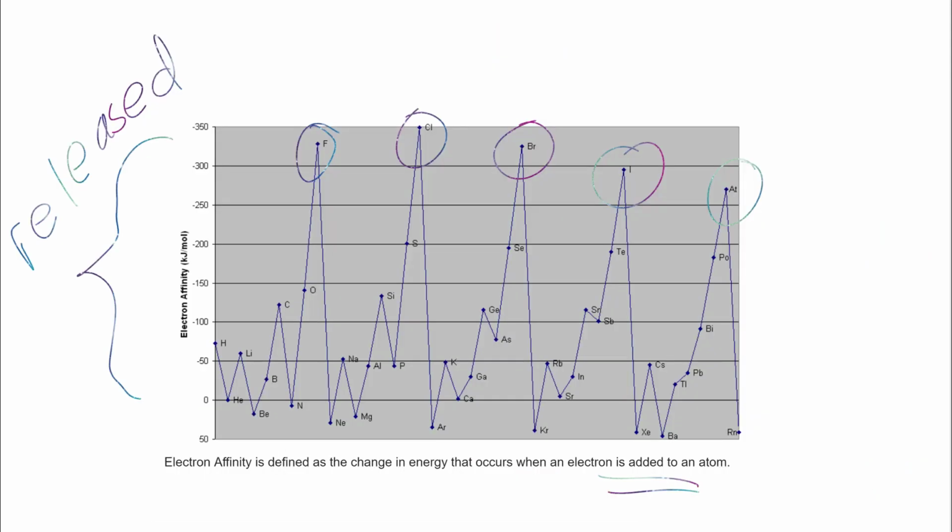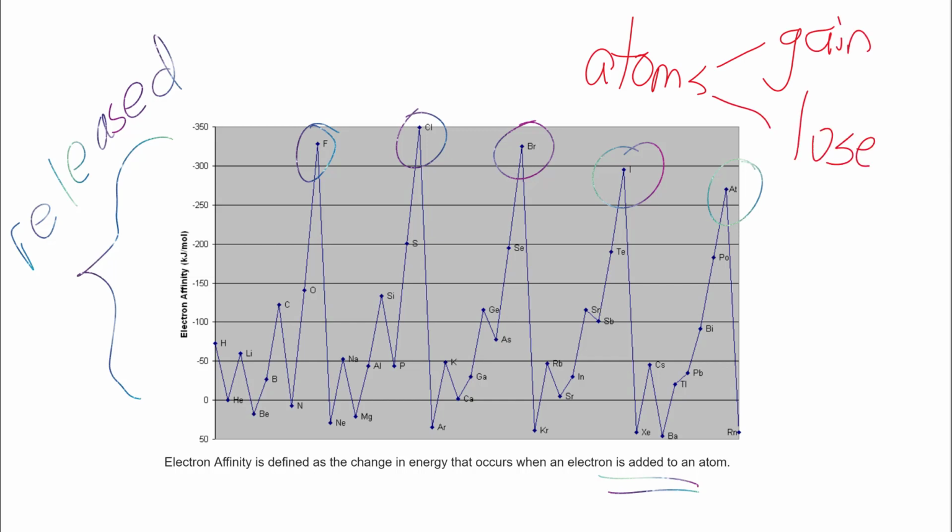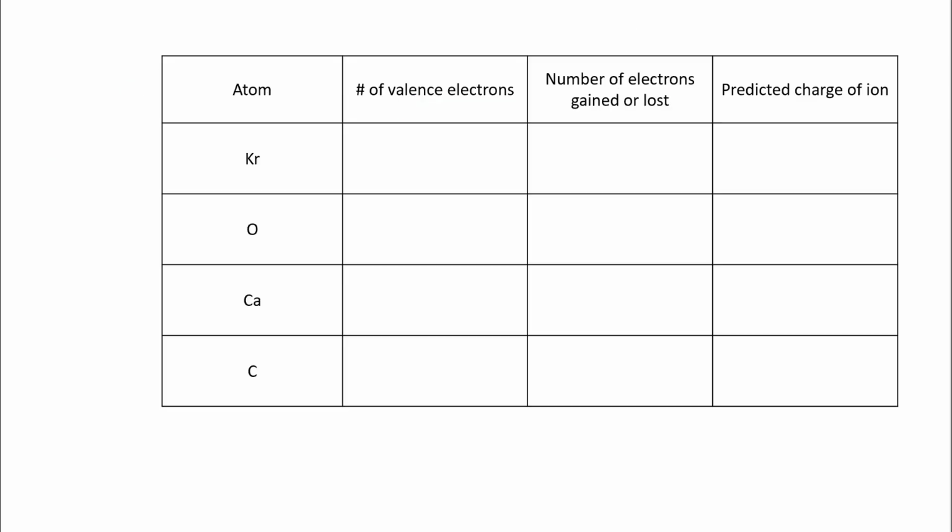So what we're learning here is that some atoms like to gain electrons because it's advantageous for them, and some atoms like to lose electrons because the advantage is for them to lose them to become like noble gases. So when do they gain, when do they lose? It depends on how close they are to being like a noble gas. So let's do some examples.